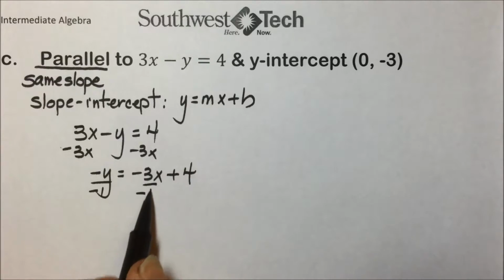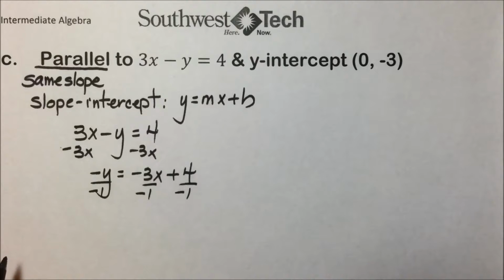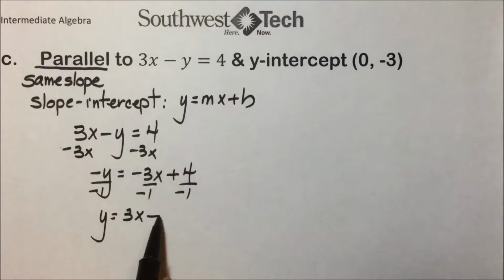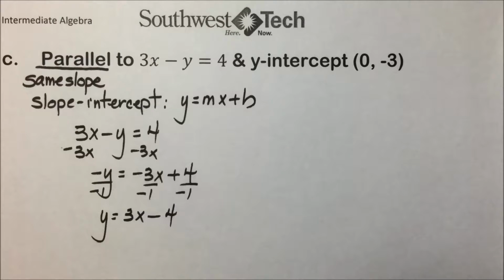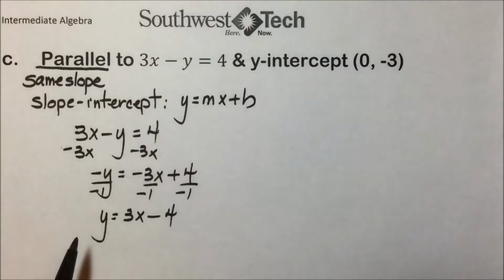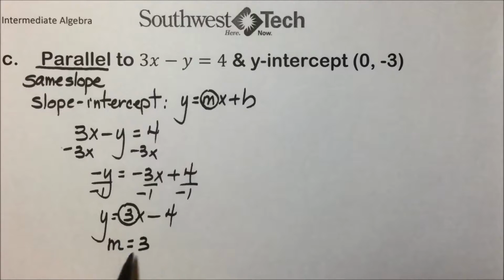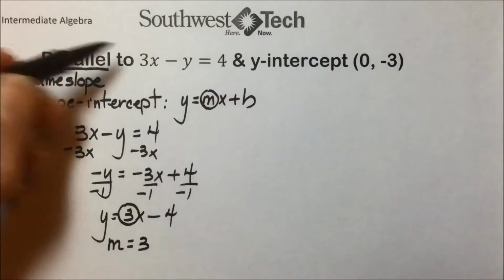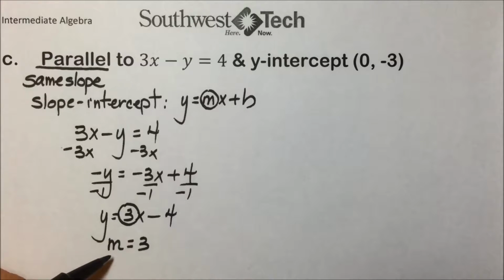So either multiply every term by negative 1 or divide every term by negative 1. We end up with a positive y is equal to negative divided by negative is positive, positive divided by negative is negative. So we have transformed this given equation into slope-intercept form so that we now can pull off the coefficient of the x term and determine that the slope is equal to 3. And as I previously said, the line that we're looking for, its equation, is parallel to this one, so it has to have the same slope.